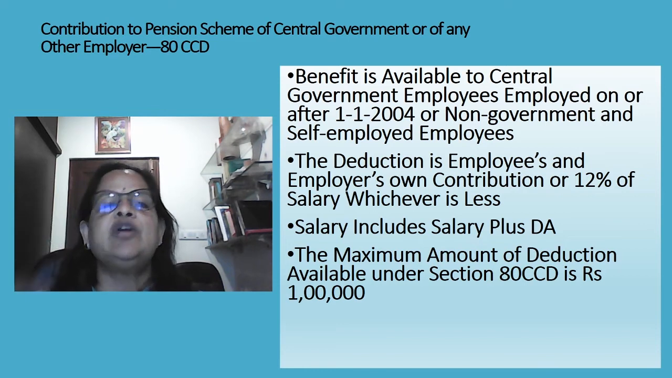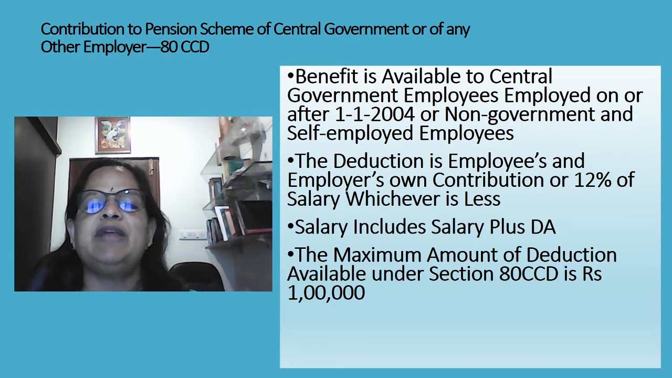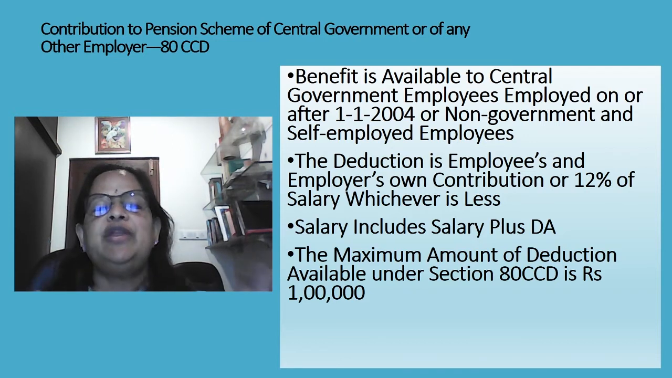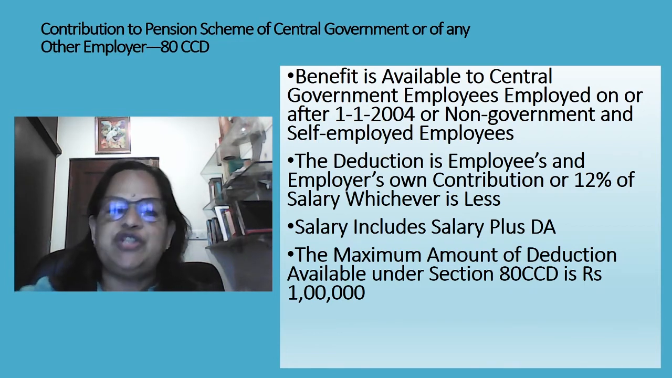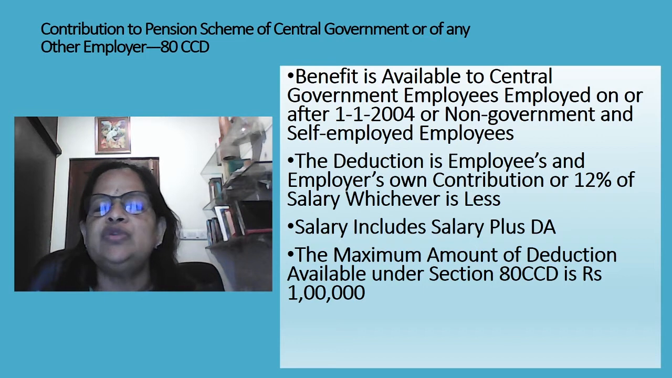Whereas if you are in central government or state government, or if you are a self-employed person, or if you are in the private sector, you can join this scheme and you can claim this deduction also. So you will be entitled to get a pension from a certain age. That is the advantage. This deduction is the employee's and employer's own contribution, because it's a participatory pension, or 12% of salary, whichever is less. This section is also important from the theoretical aspect. So these points are important.